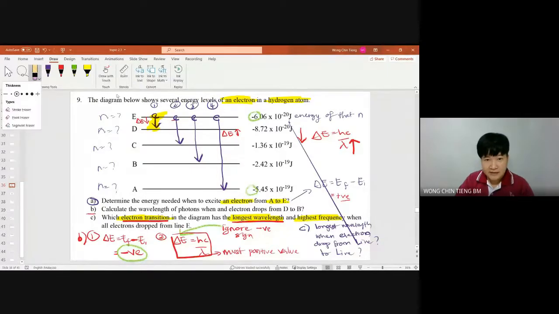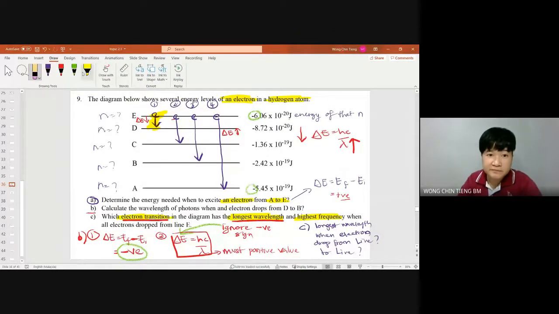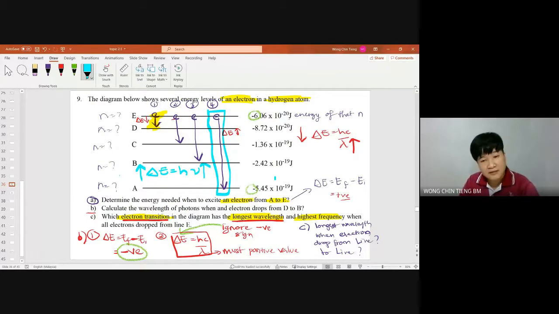Alright. Next. Highest frequency. So, line mana yang ada highest frequency class? Anybody? Want to try? A. Sama juga cara. Bukan sama juga jawapan. Sama juga cara. Kenapa adalah yang ni? Because looking at the frequency, so kita guna formula frequency. Delta E equals to H nu. Saya nak highest frequency. Bermakna saya nak highest energy. Jawapan akan jadi lebih kurang sama. Highest frequency is when electron from line E drop to line A. The moment ada perkataan transition, elektron kamu kena dari mana ke mana. Okay?